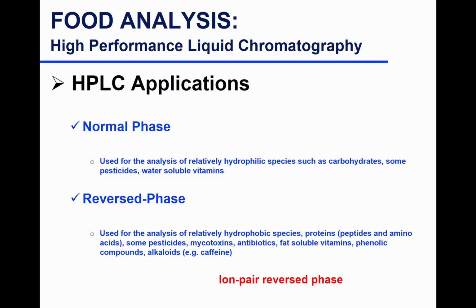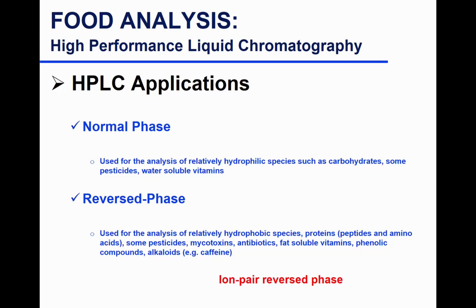A little bit more of examples of normal phase. It's usually a mode of separation for relatively hydrophilic species: carbohydrates, some pesticides, some water-soluble vitamins. Reverse phase is for compounds that are relatively nonpolar or potentially able to react with nonpolar functional groups: proteins or peptides, amino acids, some pesticides, and a whole list of them. Alkaloids is the example we had in the lab, such as caffeine.